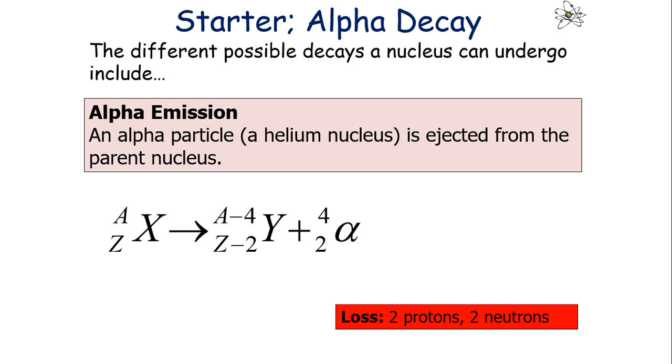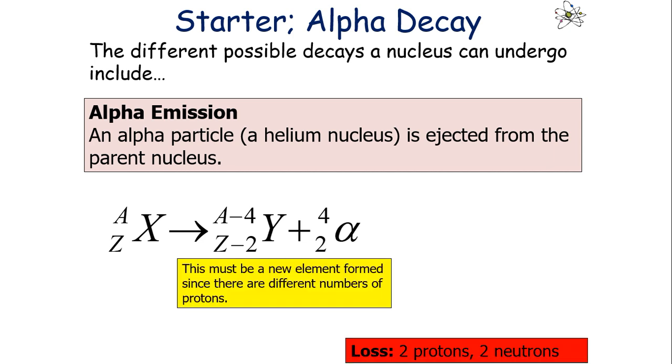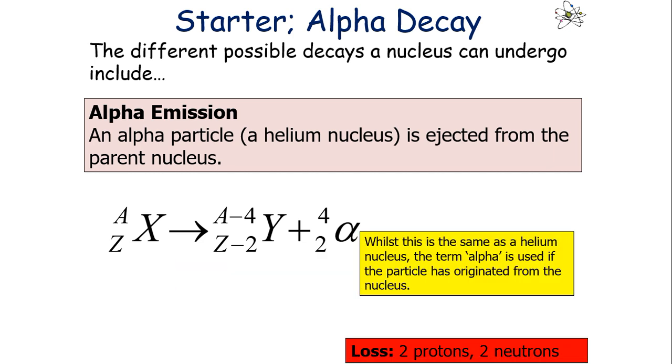Well, there are 3 different processes an unstable nucleus can undergo. Alpha emission, in which an alpha particle, a helium nucleus, is ejected from the parent nucleus. So you lose 2 protons and 2 neutrons. Now we form a new element because there's a new number of protons in the nucleus.